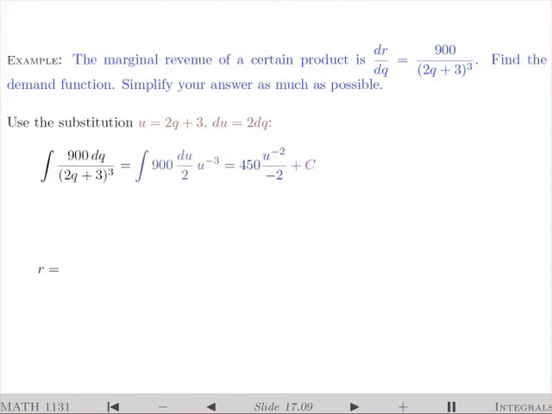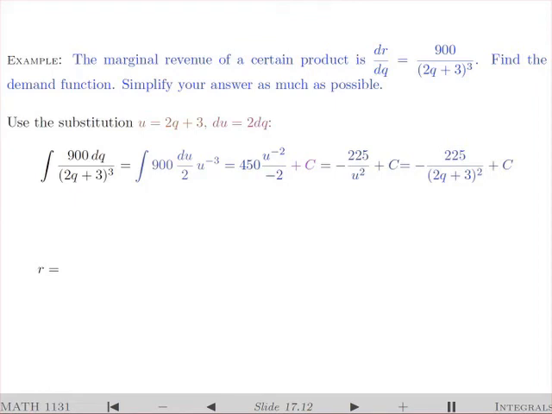450 divided by negative 2 is negative 225. And if I substitute 2Q plus 3 for u, I get negative 225 times the quantity 2Q plus 3 to the power negative 2. Since I'm going to have to do quite a bit of algebra, let me write this using fractions rather than negative exponents. So I'm going to take u to the power negative 2 to the denominator, and if I go back to u, I get negative 225 over the quantity 2Q plus 3 squared, plus the constant of integration.